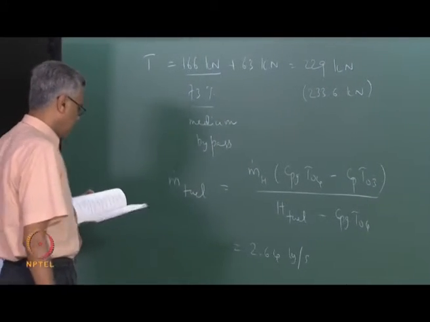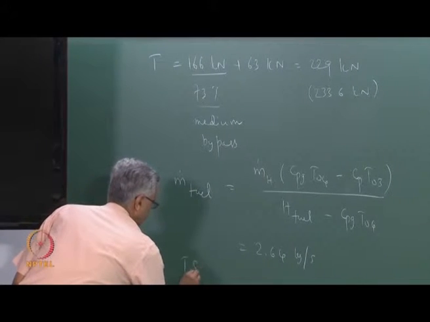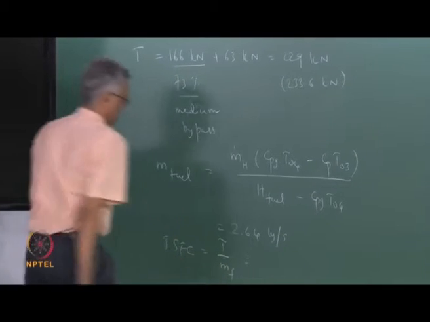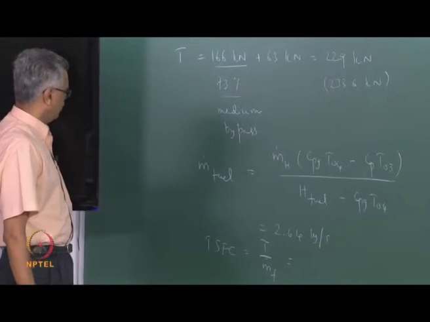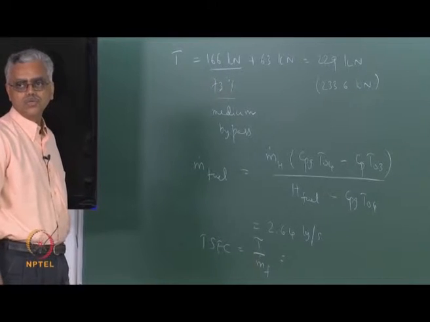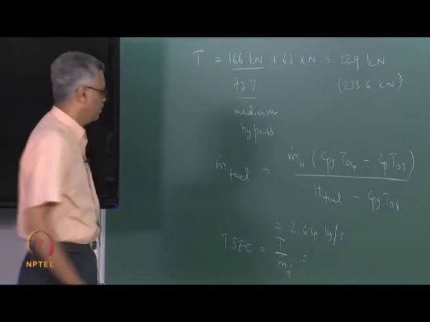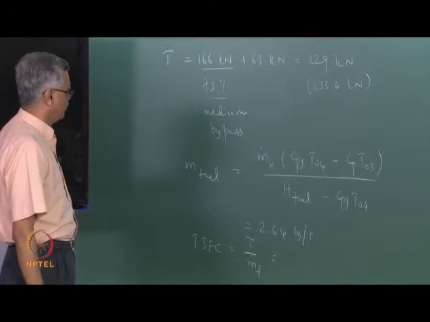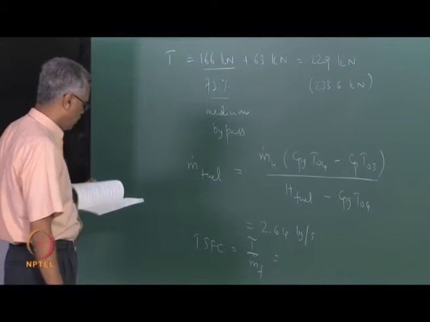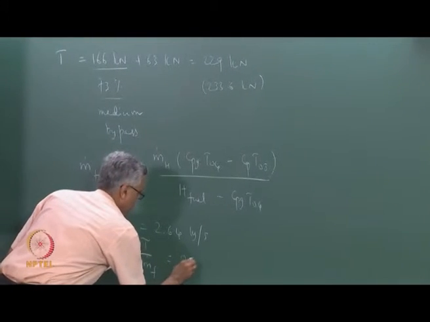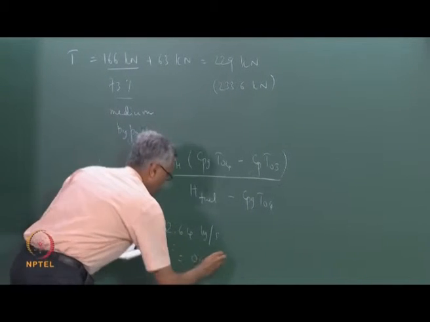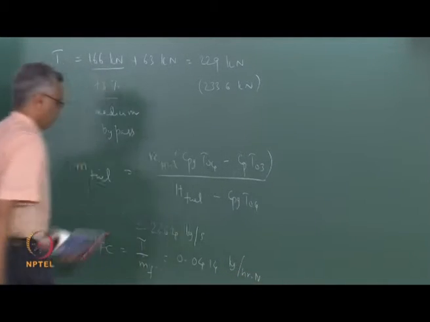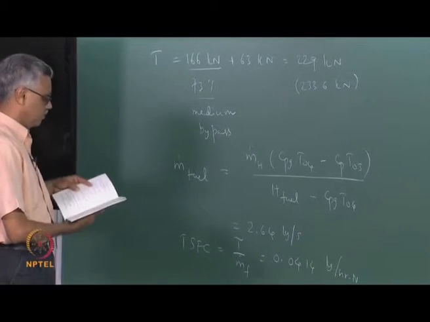And if I calculate the thrust specific fuel consumption, TSFC, it is nothing but the total thrust divided by m dot fuel. In this particular problem, the combustion efficiency is not given. So the ideal value that we calculate using this formula for mass flow rate of fuel also happens to be the actual value, since combustion efficiency is not given. So T divided by m dot F comes out to be 0.0414 in units of kilogram per hour Newton.